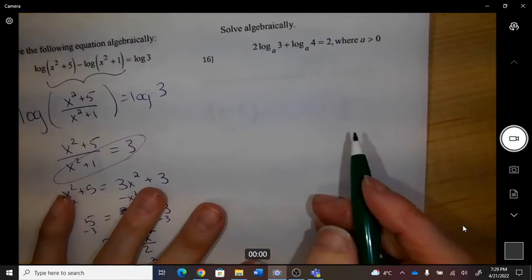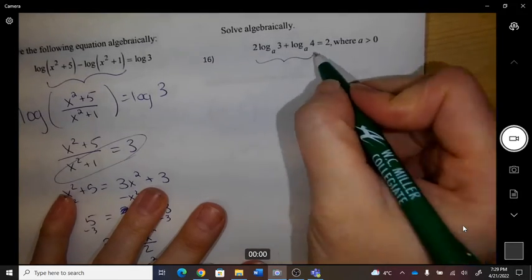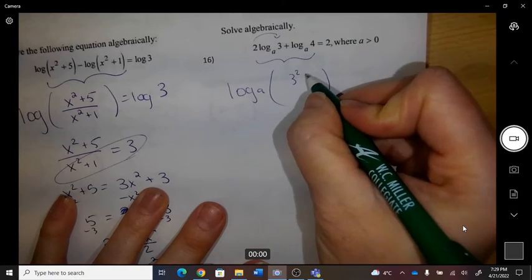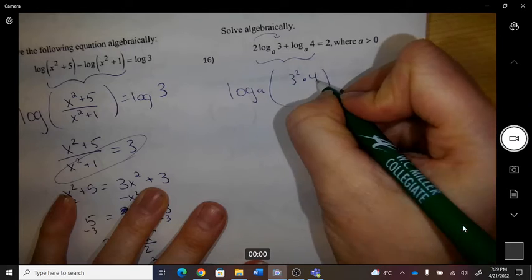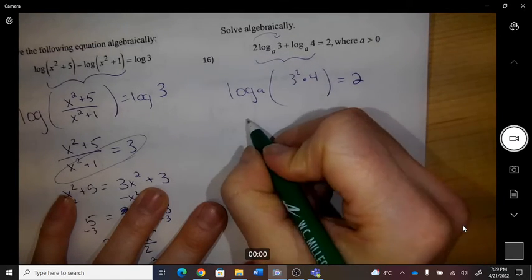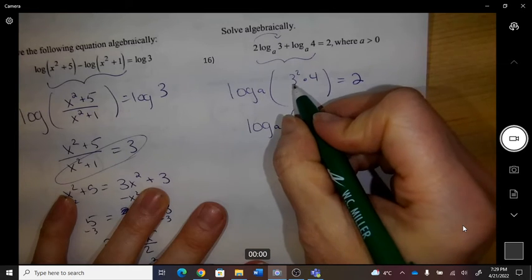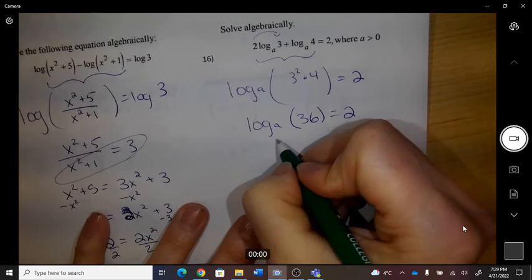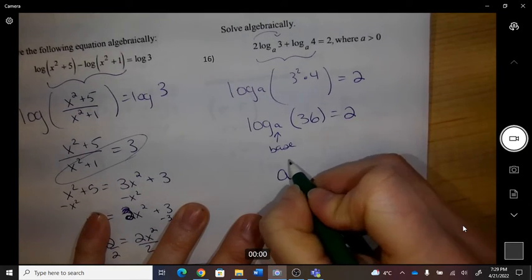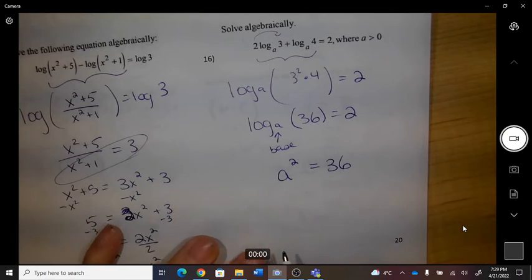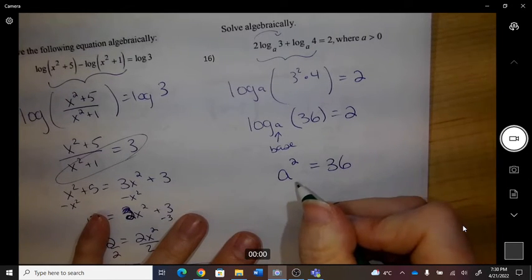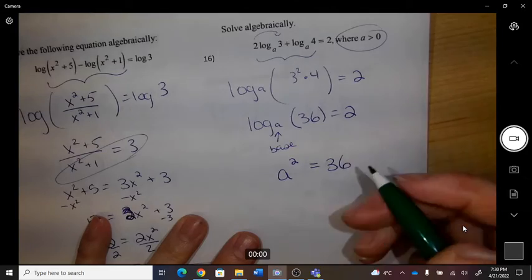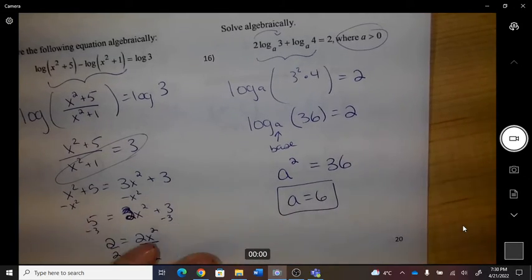Okay, number 16. Now I'm going to collect. So log a of the collection, so that would become 3 squared, and add would become times 4. So log a of, so this is 9 times 4 is 36. Now I'm going to rewrite it, right, that's the base. So a squared equals 36. So a could technically be 6 or negative 6, but it says that a is positive because we do work with positive bases. So therefore a equals 6.